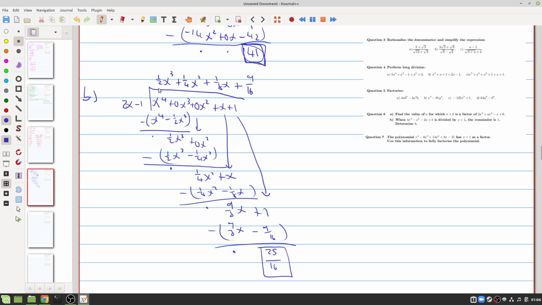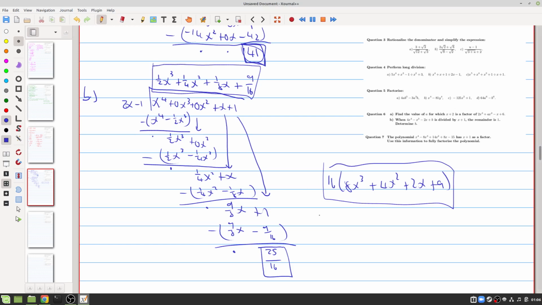Okay, so let me know if you got the answer in a different way, because you can get it looking a bit different, right? You can definitely get this to look different. For instance, if you had the answer 16 and then 8x cubed plus 4x squared plus 2x plus 9. If that was your quotient, that's the same thing. Well, it's very close to the same thing as this.